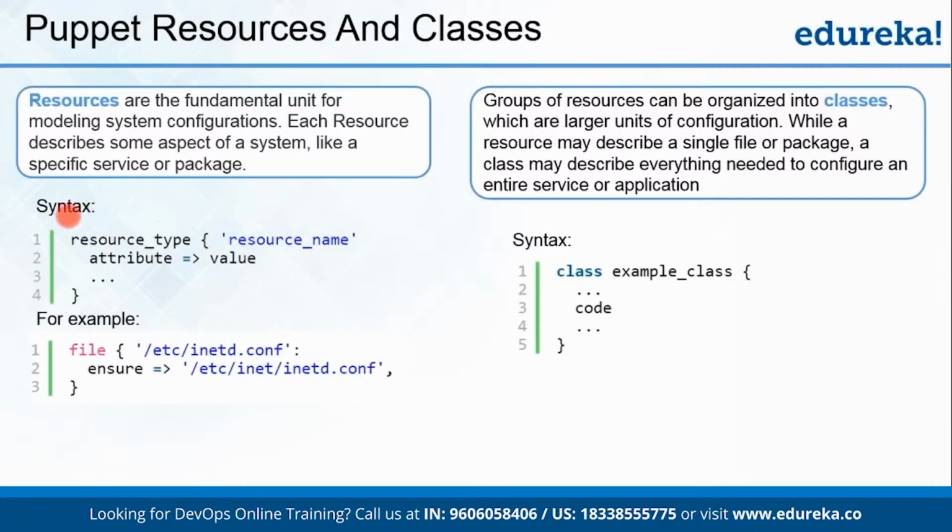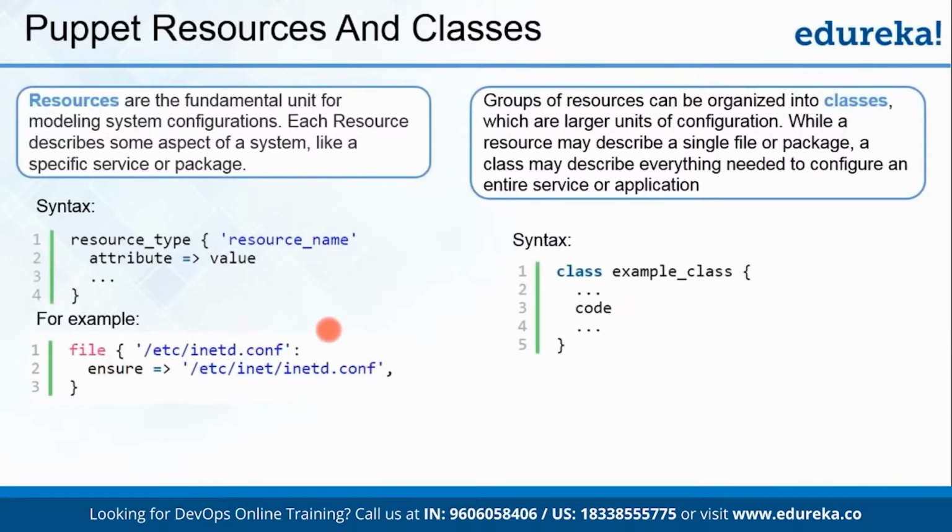Now here we have the syntax of the resource. First you write the type of the resource, then you give a name to it in single quotes, and then the various attributes that you want to define. In the example I've shown, it will create a file, inetd.conf, and this attribute will make sure that it is present. So let us execute this practically, guys.